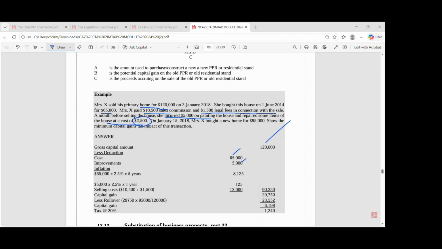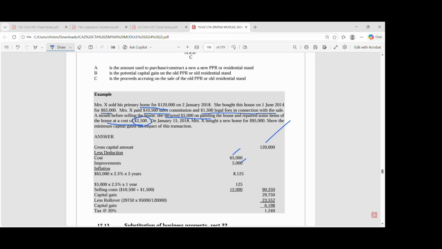Then inflation, again. Remember, how do you count? It's your 14, 15, 16, 17, 18. We include the year of disposal for inflation allowance, and we don't apportion. Sometimes it's sold on 2 January, so not even a month has passed. Inflation is for each year.